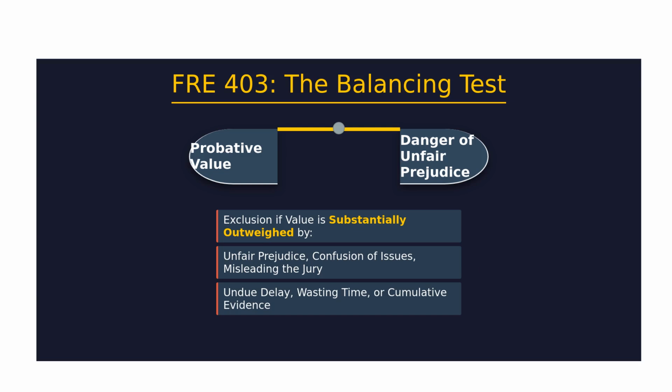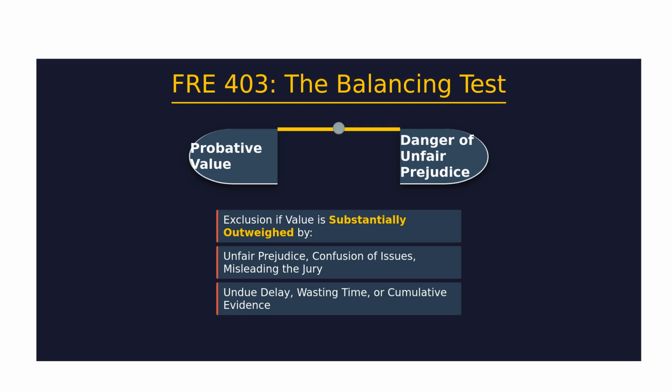While evidence might clear the logical hurdle of relevance, Rule 403 grants the judge discretion to exclude it if its usefulness is outweighed by significant dangers. This is the core balancing test. The rule mandates exclusion if the evidence's probative value is substantially outweighed by the danger of unfair prejudice, confusion of the issues, misleading the jury, undue delay, wasting time, or needlessly presenting cumulative evidence. Note the critical standard, substantially outweighed. This demands a significant imbalance, not just a slight risk.